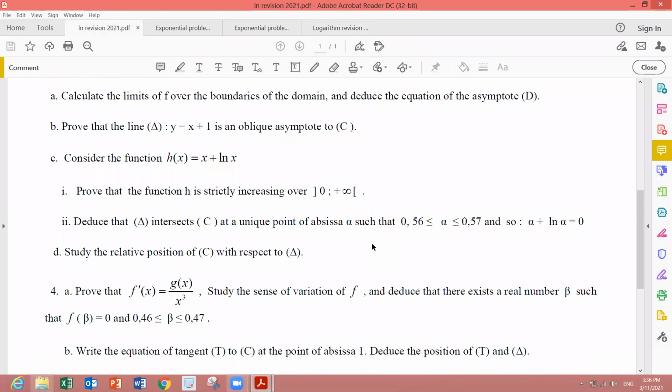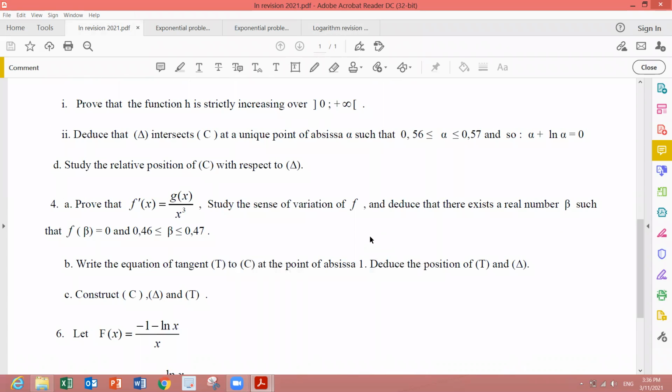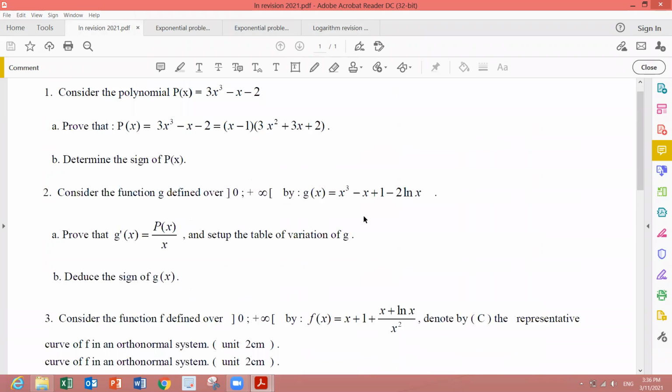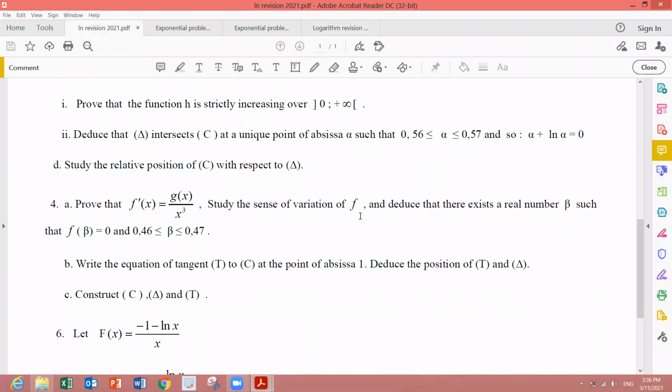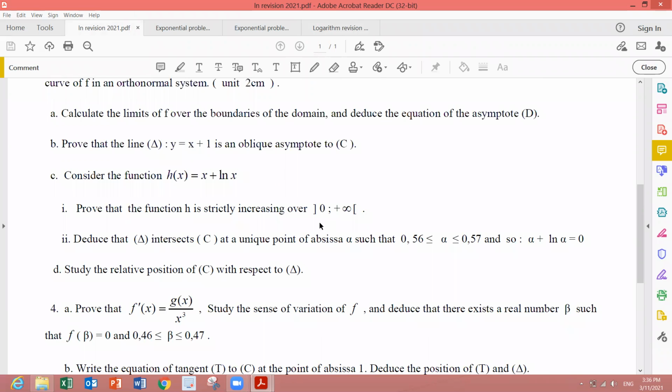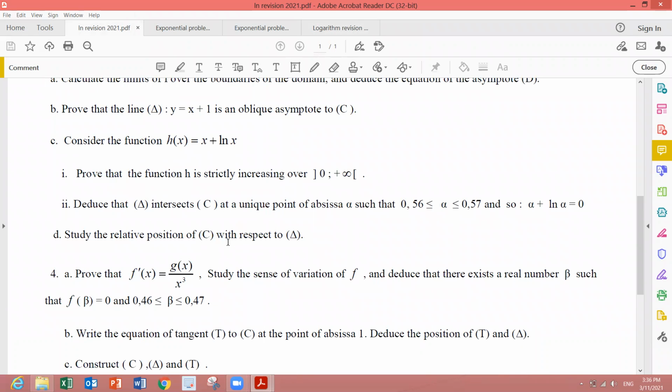Hi. Yesterday we started solving the exercise about logarithm, and we stopped at part 4. Now we are going to continue part 4. Prove that f prime x equals gx over x cubed and study the sense of variations of f. Show that f prime x equals gx over x cubed.